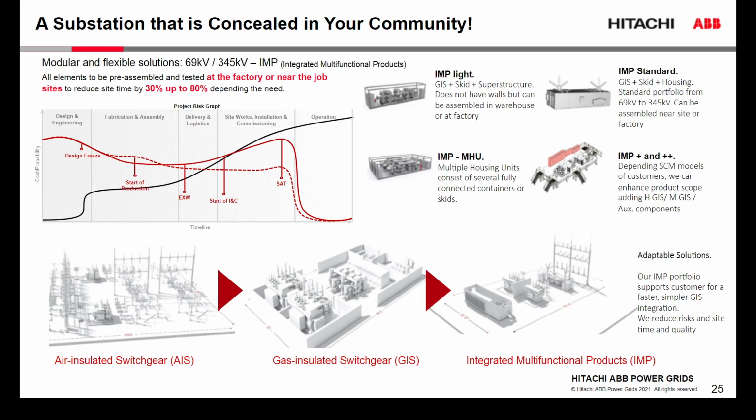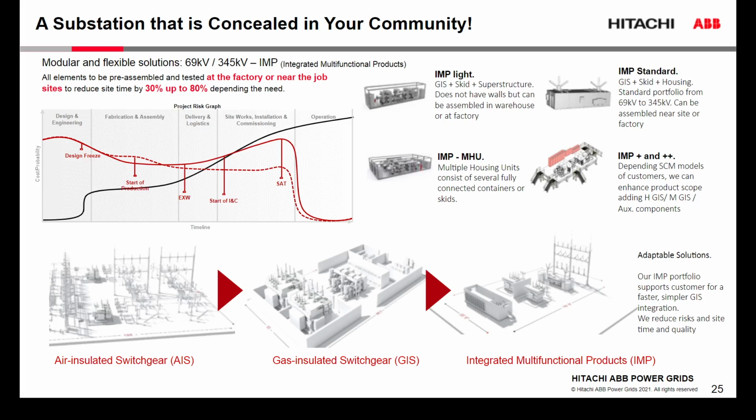and move it forward inside the project, the cost and the impact, the risk for the project is reduced. There are different ways for building such IMPs. That could be just a typical skid, which we show on the IMP light. We have an IMP standard, which means that we have a skid with a housing around, which can be in the range from 69 to 345 kV, or we have a possibility of an IMP with multifunctional houses, that is multi-housing units, MHU, and we can take a step forward in having everything included, including the battery system, protection system, auxiliary systems, which goes a step forward.